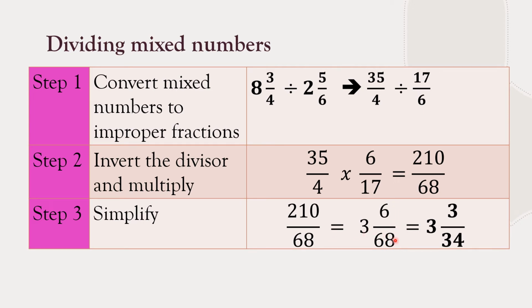But the 6 over 68 is not yet in its simplest form. We have to reduce this. We have to look for the GCF. So the GCF for this is 2. 6 divided by 2 is 3. 68 divided by 2 is 34. So the final answer is 3 and 3/34.